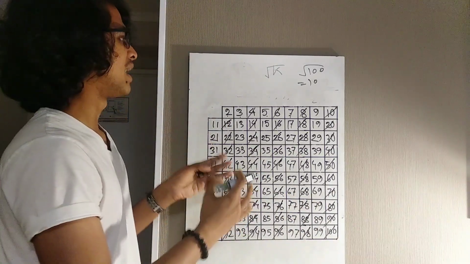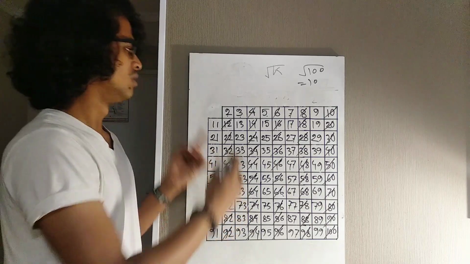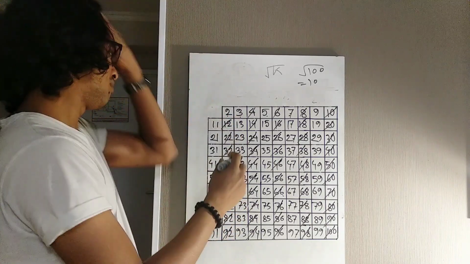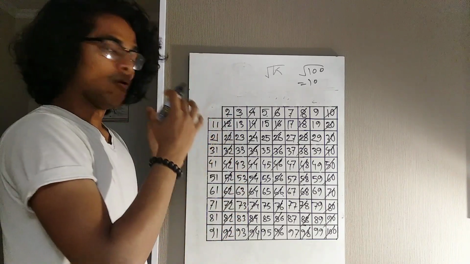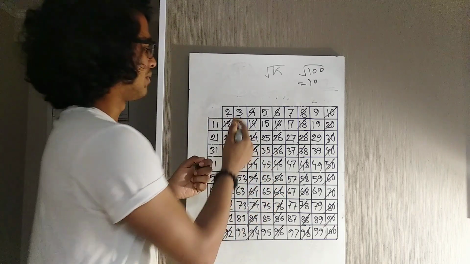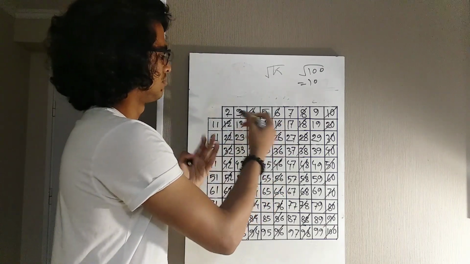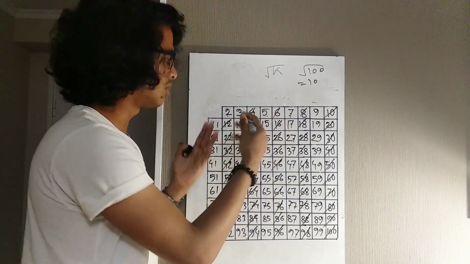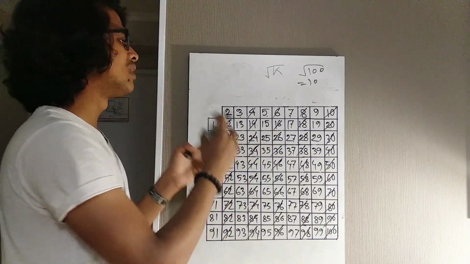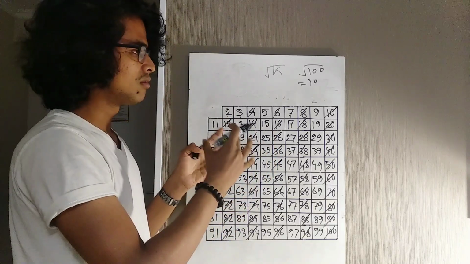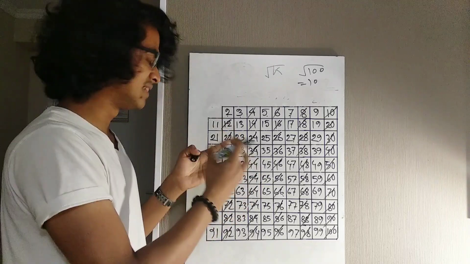So I've done marking all the multiples of 2. Now I'm going to do the same thing for 3. I'm going to mark all the multiples of 3. The second multiple of 3 is 6, which is already marked, so I'm not going to mark that. I'm only going to mark the multiples of 3 that are unmarked right now.